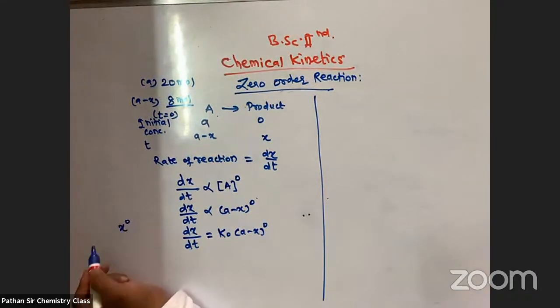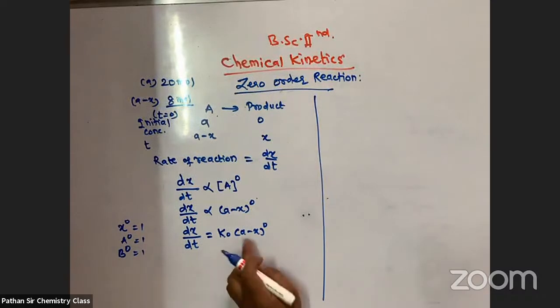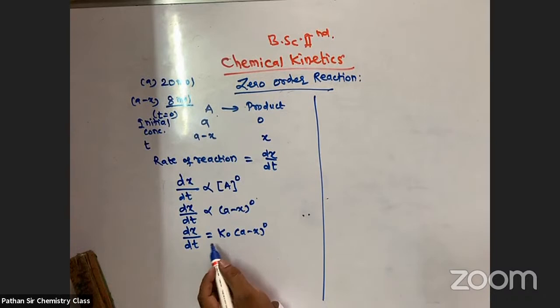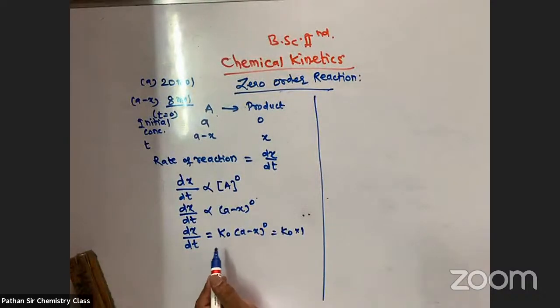Anything to the power 0, x to the power 0 or a to the power 0 or b to the power 0, anything to the power 0 is equal to how much? 1. Okay, so (A minus x) to the power 0 will be equal to 1. That means dx upon dt is equal to k0 into 1. Now we want its integrated rate expression.